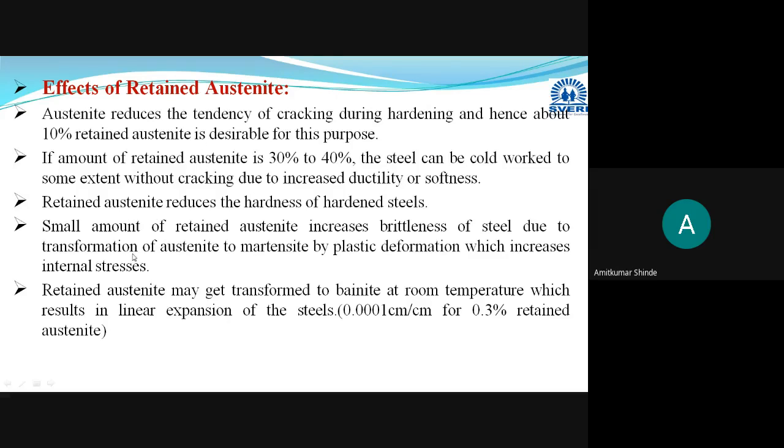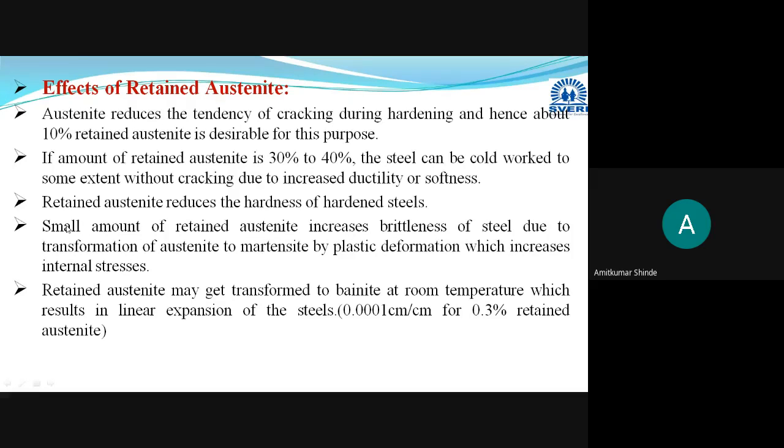Then in the disadvantages, this retained austenite will reduce the hardness of the hardened steel. If that retained austenite gets transformed to martensite by plastic deformation, it increases the internal stress, and due to that internal stress, the brittleness of steel will get increased. And if that retained austenite gets transformed to bainite, then due to the volume changes, linear expansion will occur in that steel component. So these are the disadvantages. Some advantages are there and some disadvantages are there.